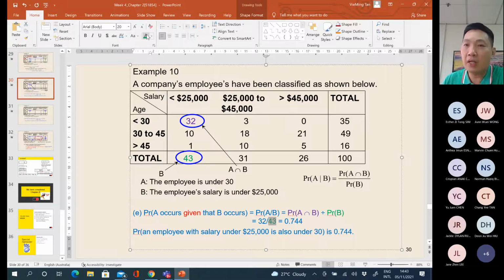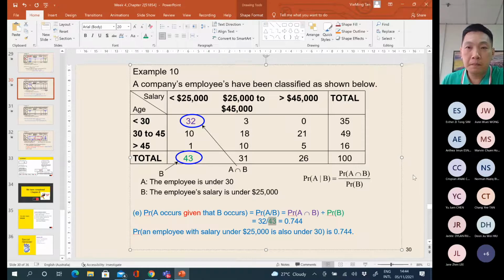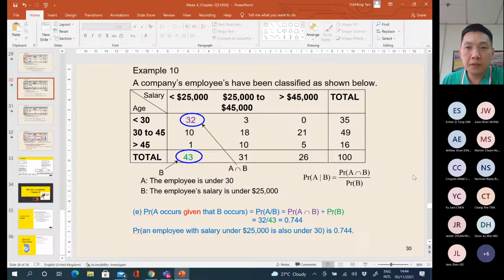You can leave the answer in 3 to 4 decimal places. Maximum 4 decimal places is enough. So that means there is a 74.4% chance that event A will happen given that B already happened. That's the meaning.